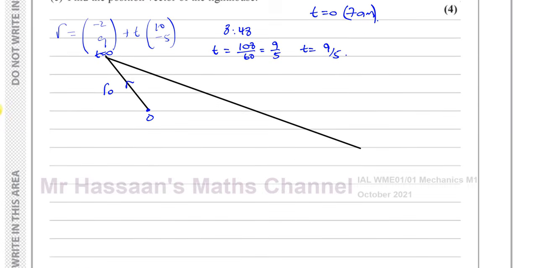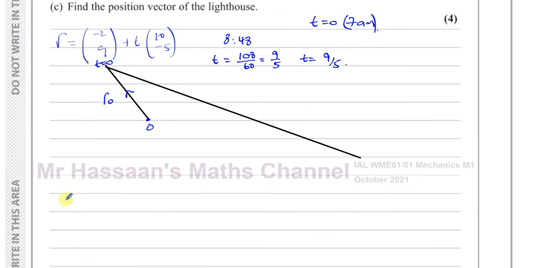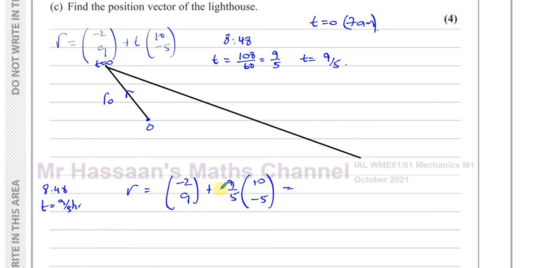So now, what we can say is that at 8:48, t is 9 over 5 hours. So the position vector of the ship is going to be equal to minus 2, 9 plus 9 over 5 times 10 minus 5. That will be where the ship is. So let's see what that gives us. Minus 2 plus 9/5 times 10, they cancel, give you 18. 18 minus 2 is 16. And 9/5 times minus 5 gives you minus 9, plus 9 gives you 0.